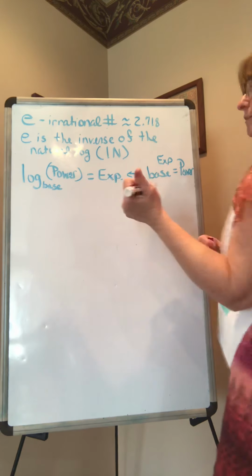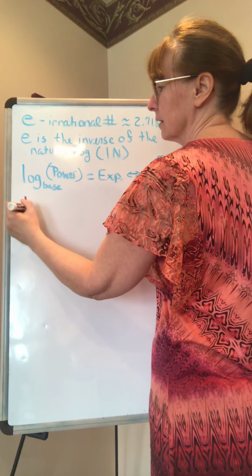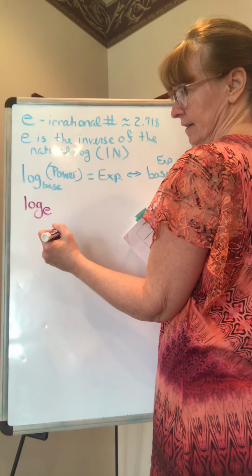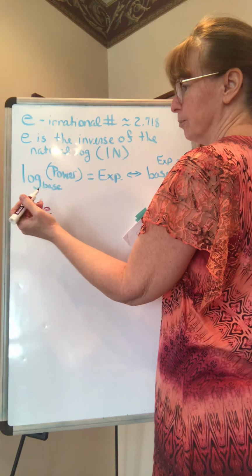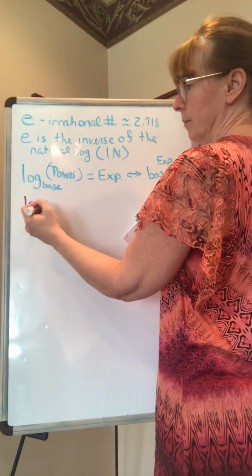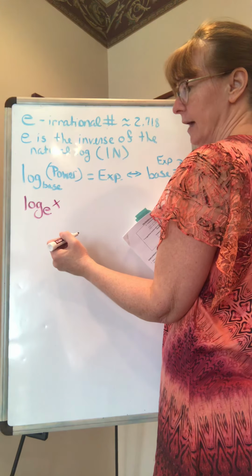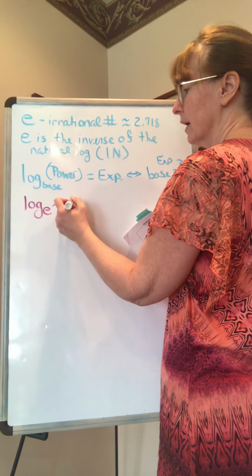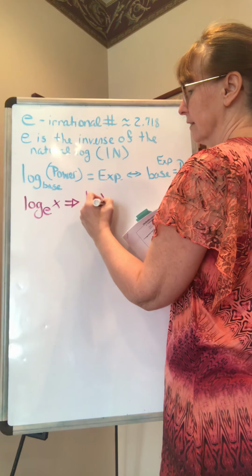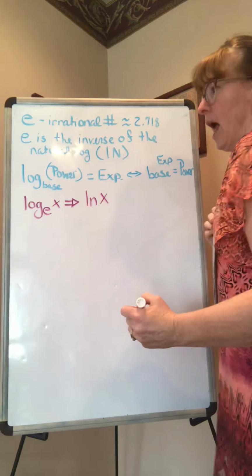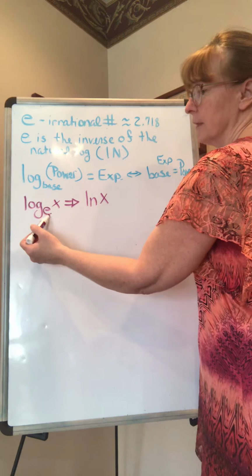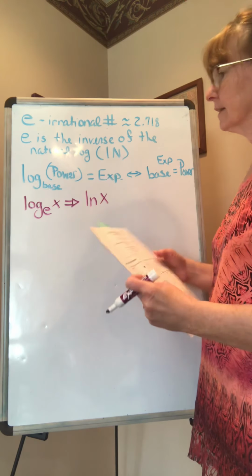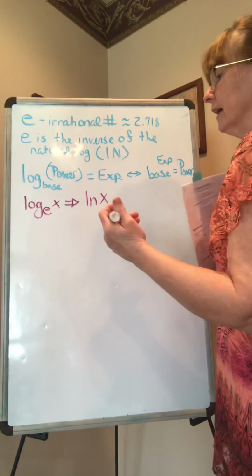If I have a log, a common log, but I put a base of e, and let's just put a power of x. Let's just do that, okay? The log base e of x, this is equal to the natural log of x, because the natural log is a common log with the base of e. That's pretty important.